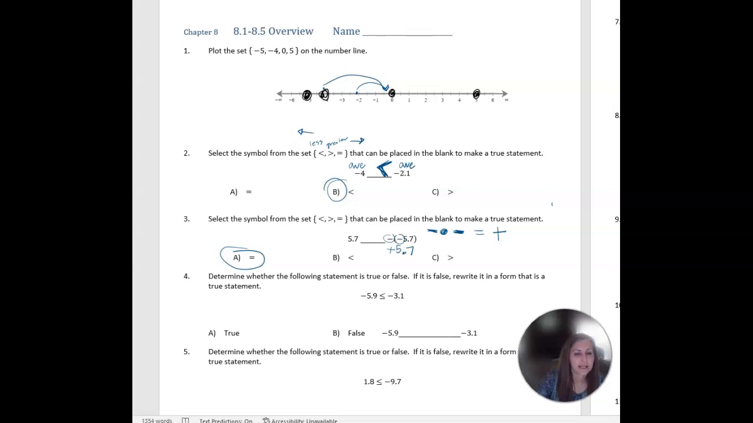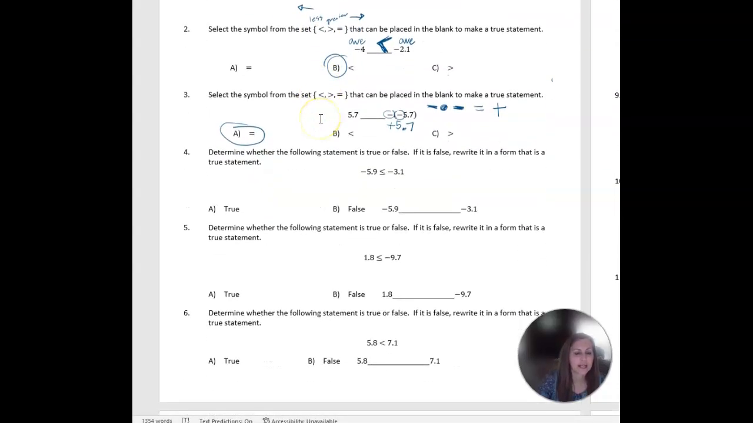Number 4. Again, think about this in terms of money. Negative means you owe. So we owe -$5.90 here, and we owe -$3.10. Would you rather owe someone $5.90, or would you rather owe someone $3.10? Well, I'd rather owe $3.10. So this is the bigger number, and so the bigger mouth needs to open up towards the bigger number. This is the smaller number, and so this is true.